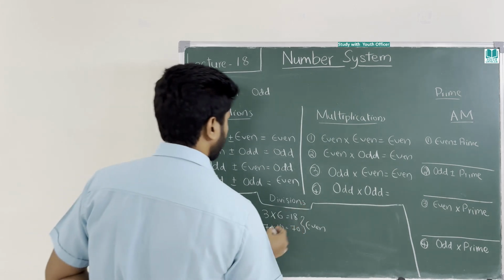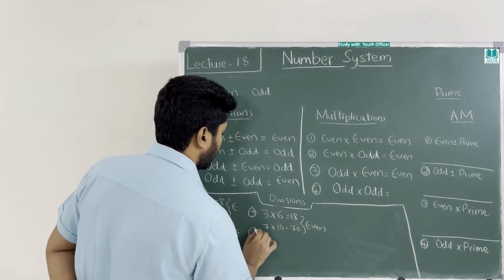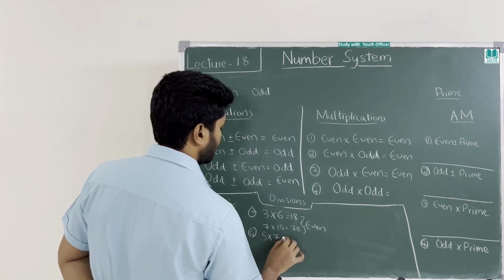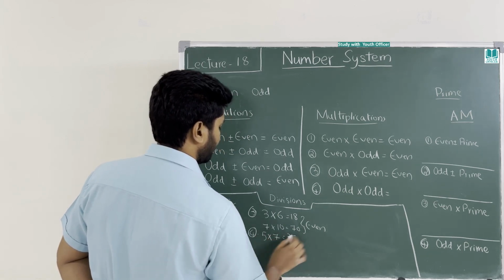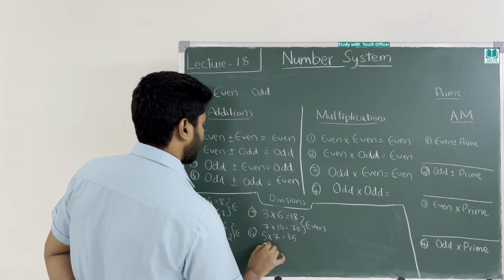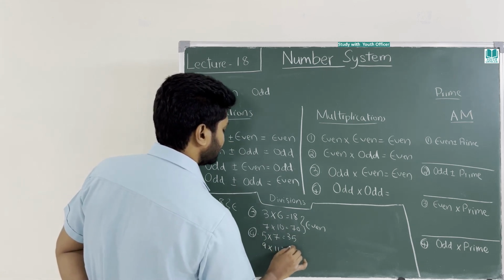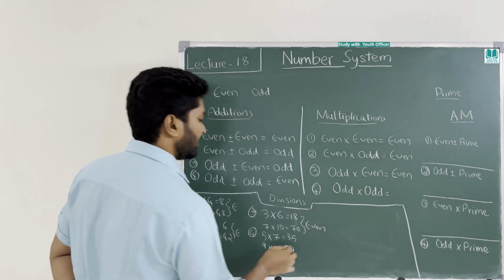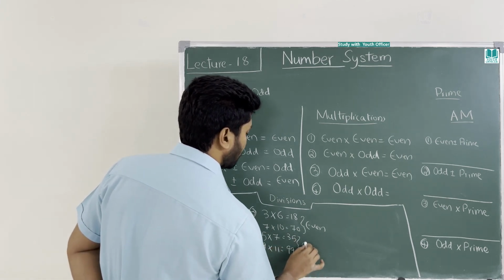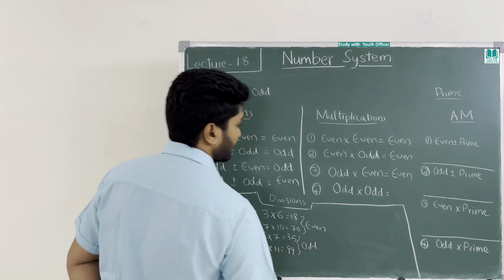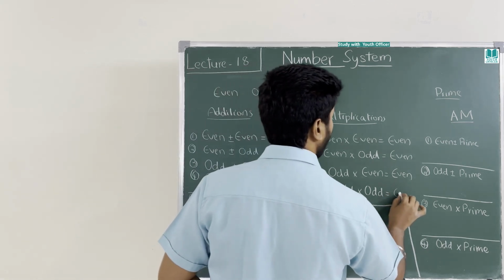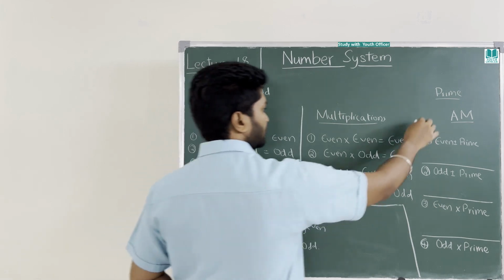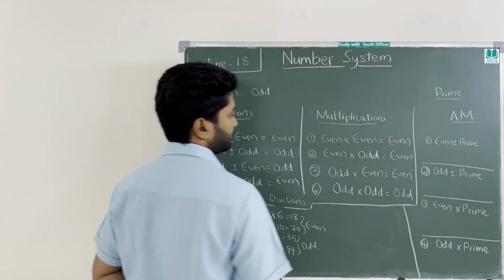Okay. Fourth one we will take. Odd into odd. Tell me an odd number, 5 into 7. This is 35. One more example you take, 9 into 11. This is 99. See, you should be thorough with multiplication. Otherwise it will be very difficult for you. This is odd. That means the answer is odd. This section also we have completed.